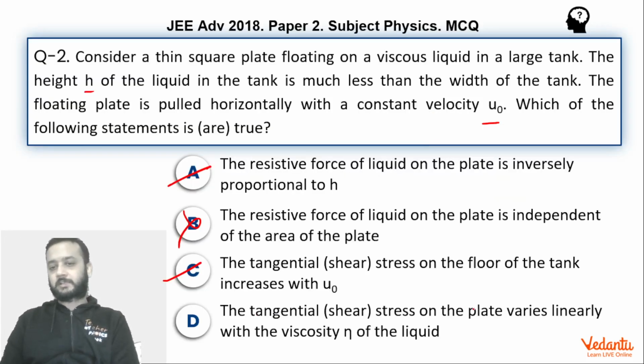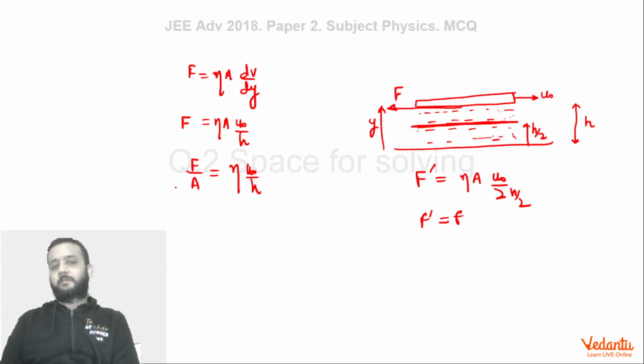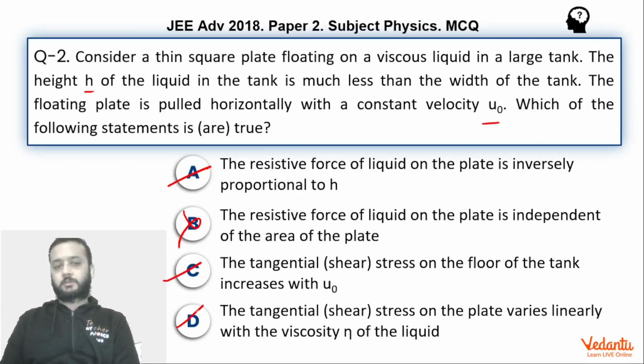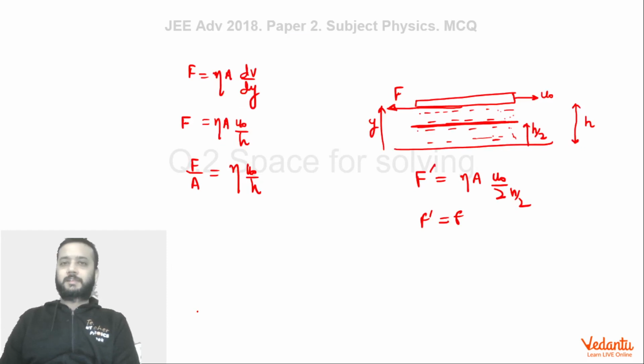The tangential stress on the plate varies linearly with viscosity eta of the liquid, which is again correct because stress is nothing but eta into u naught by h. So option D is also right. Hence you can see that this was an easy question, and in my opinion, most of the students who qualified Advanced would have done this quite comfortably. That's it. Thank you.